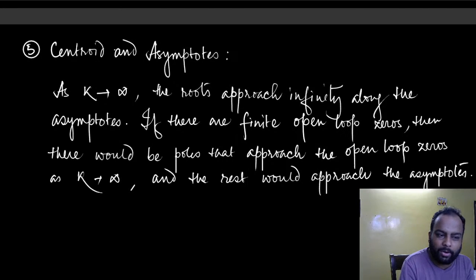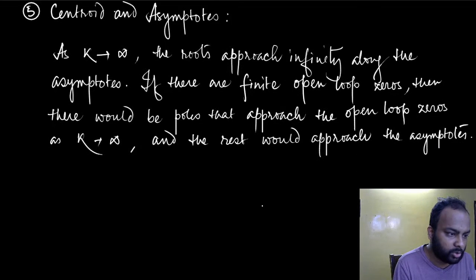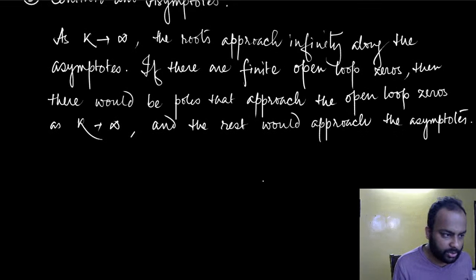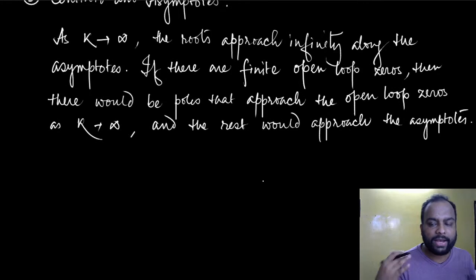Now, don't worry about the open loop zeros just yet, because I'm going to talk about that with proper transfer functions that have finite open loop zeros, and we are going to figure out how those things work together, right? For the moment, try to understand that when the gain becomes infinity, the roots would approach infinity as well, but along the asymptotes. But how do I construct the asymptotes? We construct the asymptotes through something called a centroid.